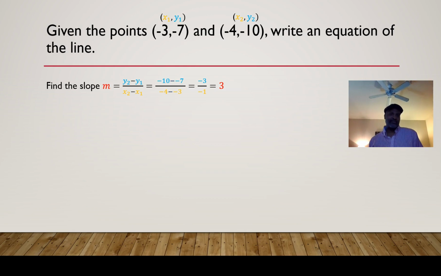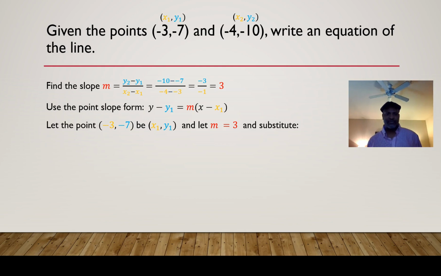It wouldn't be a bad idea to use a calculator just in case you get a little confused about all the negative signs and stuff. It's okay. Then once you have the slope, go ahead and pick one of the points, and everything is negative. It didn't matter which one I picked. I just picked the first one. Use the point-slope form. I'm going to pick the point -3, -7, and I'm going to use the slope as 3. That's the only choice I got for the slope.